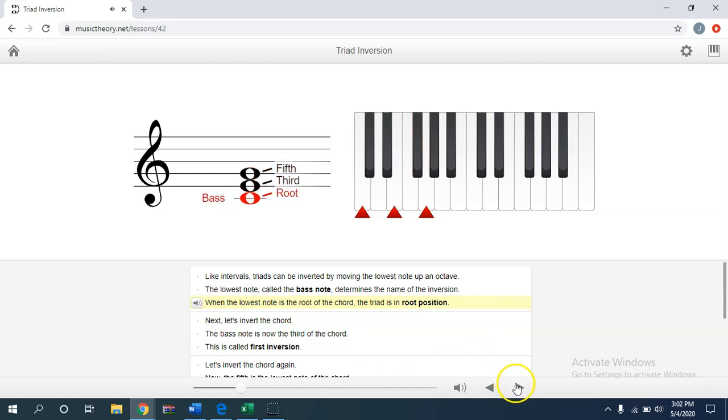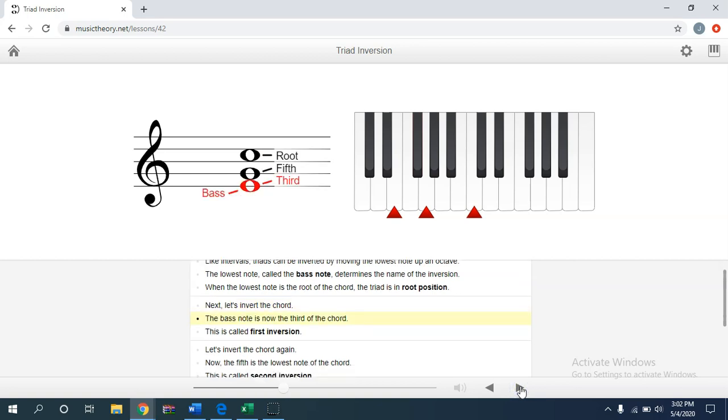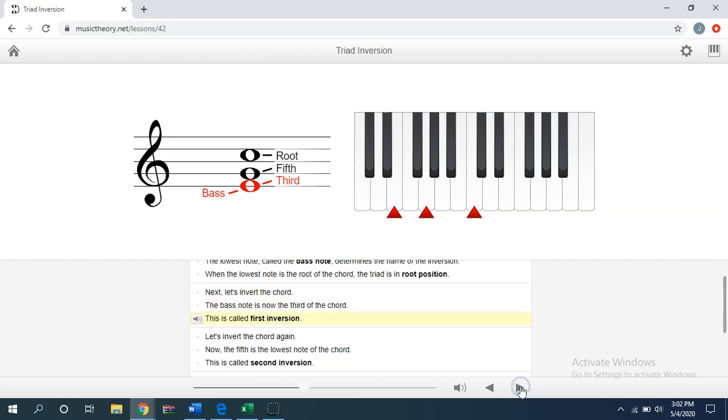Okay, happy sounding major chord. Sounds very clean, very simple. But we're going to invert it. So we're going to put the C up an octave. Now our lowest note is an E. Our new bass note is now the third of the chord. In the key of C, that is an E. And this is going to be called first inversion, whenever the third of a chord is the lowest sound.